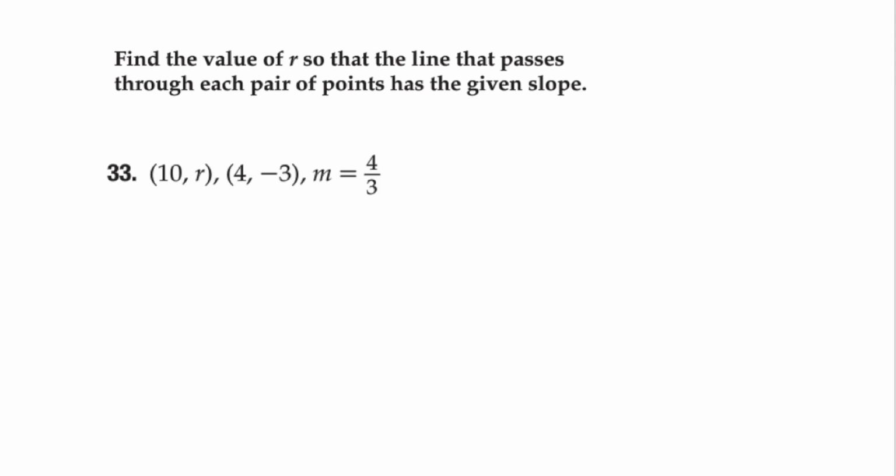Okay, one of the last things we're going to do here. Find the value of r so the line that passes through each pair of points has a given slope. So they're telling me, hey, here's 2 points, and that's the slope. Find r. Find this guy. Well, if you have 2 points, you have a slope. Why don't we use the equation for the rate of change? Or the slope.